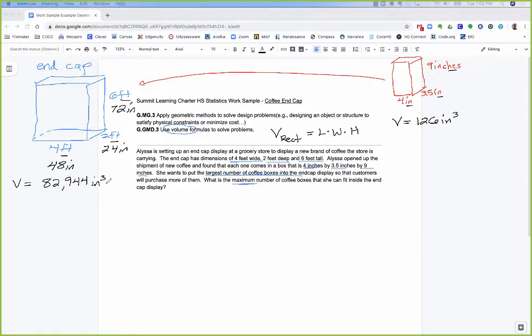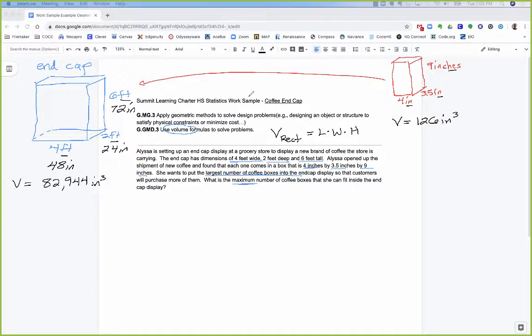Taking 82,944 divided by 126 would work if we were filling our end cap with water and it utilized all the space and we were just filling it up, right? But we don't have squishable water. We have these boxes that have to fit in a certain dimension. We don't really want to squish them all in. That would look bad for our end cap.